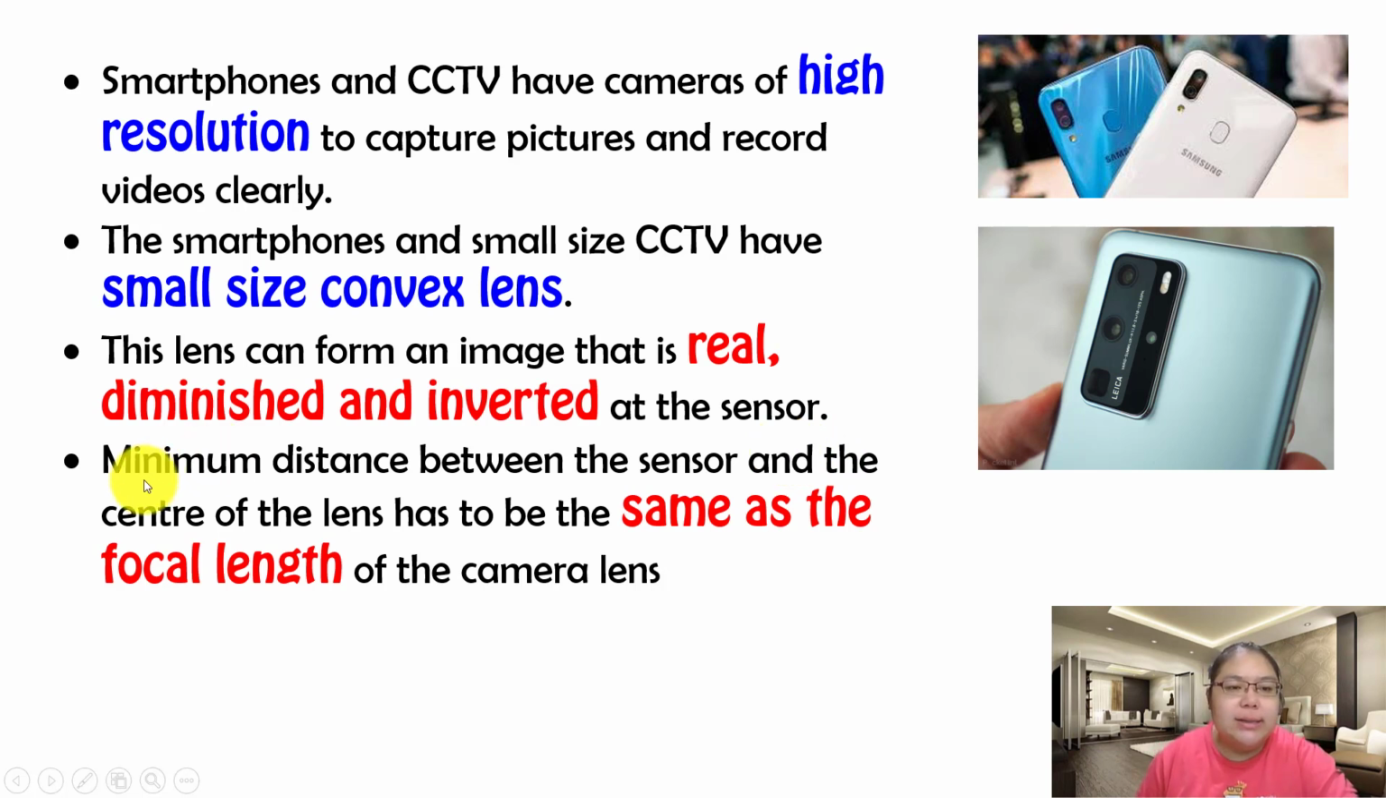Okay, the last one is that the minimum distance between the sensor and the center of the lens has to be the same as the focal length. If it is located at the focal length of the camera, that means you can get the actual image more clear. So this one is a minimum distance, so you cannot go too close. It must be exactly at or more than the focal length.